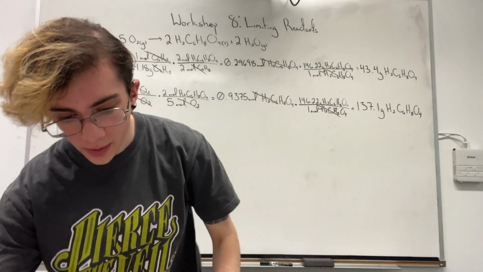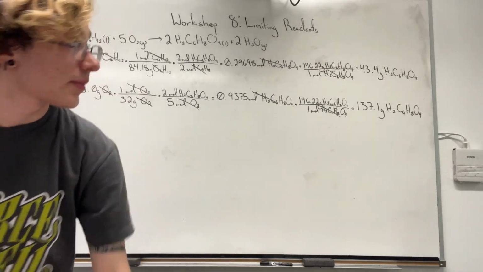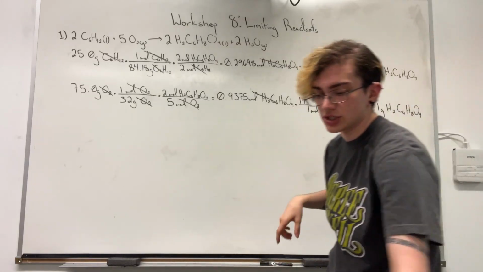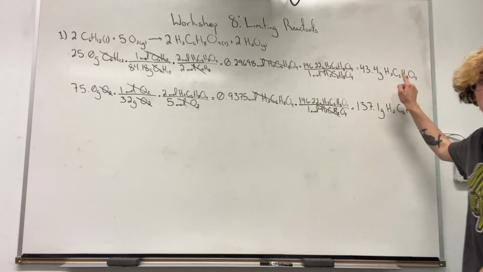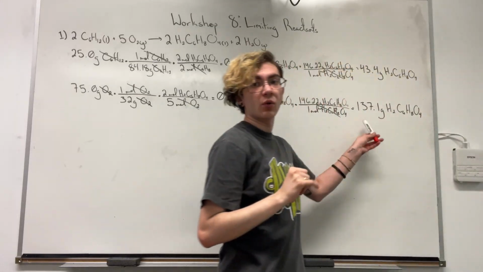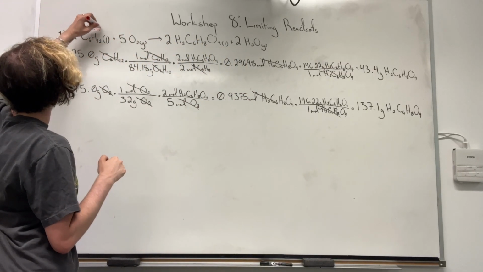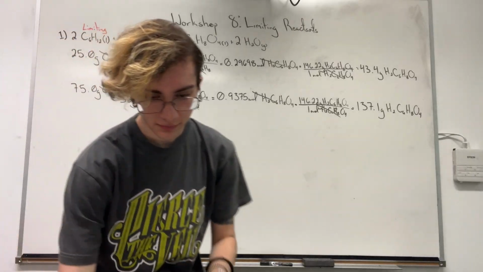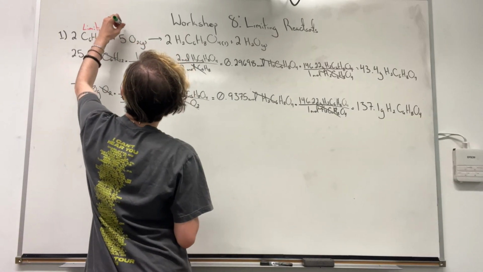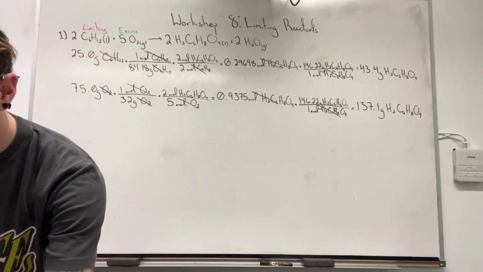So, first step of this problem is to just see which of these are limiting, which is our excess. Remember, it's based on the amount of product. Whichever makes less product is going to be our limiting reagent. In this case, cyclohexane only makes 43.4 grams, while our oxygen makes 137.1 grams, which means that cyclohexane is our limiting reagent, while our oxygen is our excess. And so that is the first part of the problem.